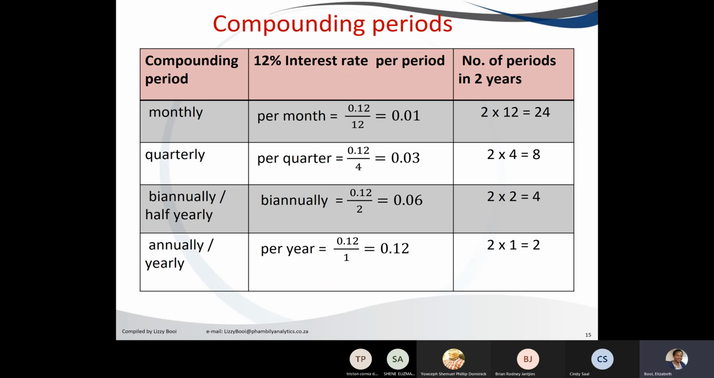I am not going to do this because that's what I just explained. You divide your interest by the compounding periods and you multiply your period by the compounding periods. This is only applicable for those who are calculating using the formulas manually. Those who are using their financial calculator, the steps are totally different.